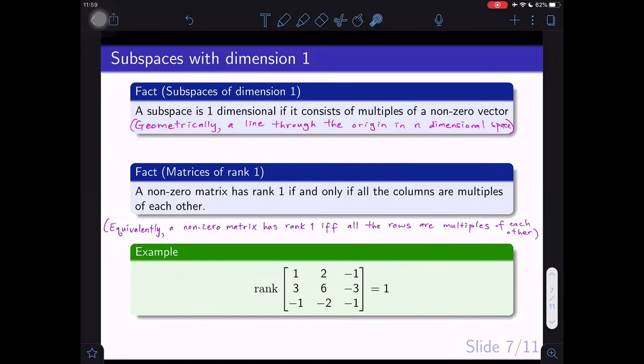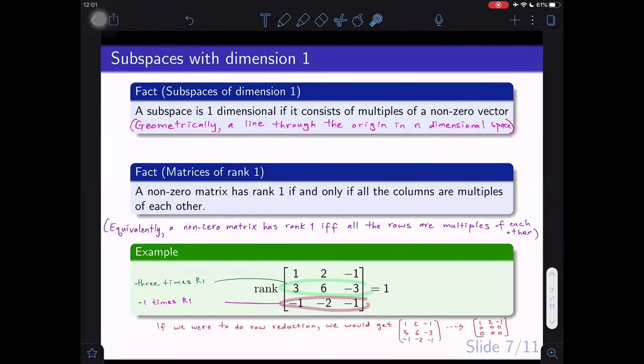In this example, the rank of this matrix is 1. We see that all the rows are a multiple of each other. Similarly, you can check that all the columns are a multiple of each other. If we do row reduction, we would get this row echelon form. It's clear from here that the rank of the matrix is 1.